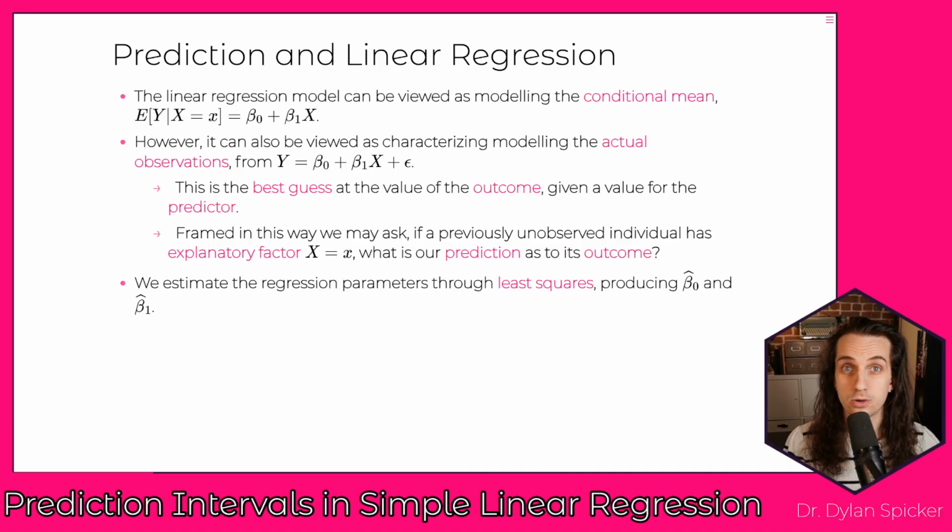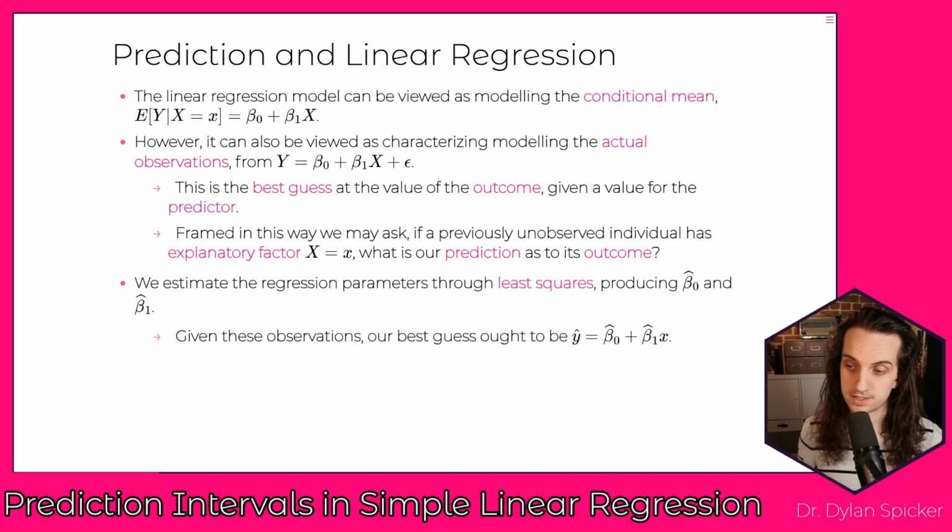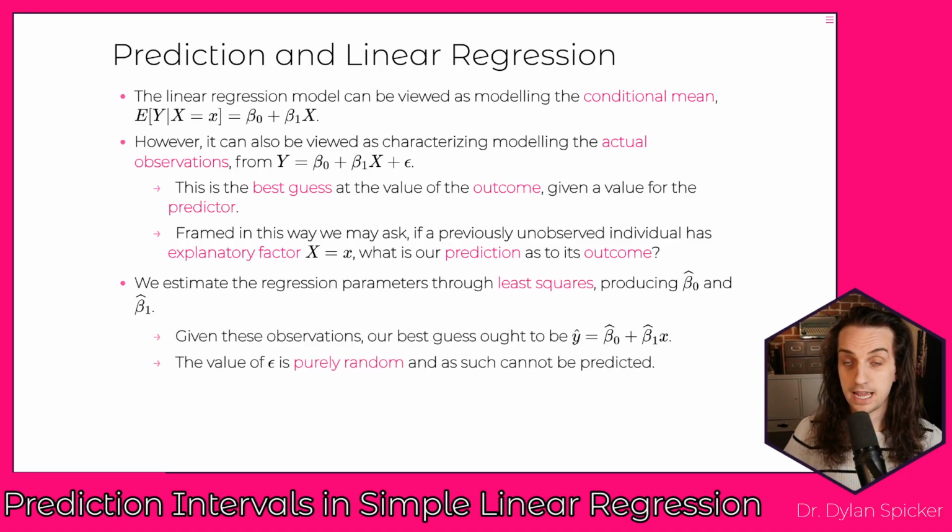Now, ultimately, we don't know beta 0 and beta 1 exactly, and so we'll have to estimate them. But if we use our estimated values, beta hat 0 and beta hat 1, we can use those to form our concrete predictions. So we take y hat to be beta hat 0 plus beta hat 1 times x. The notation of y hat is indicative of the fact that we're using this as a guess for the value of y. So we know the value of x, and we want to guess what the value of y is actually going to be. Now, epsilon is purely random, and as such, we cannot predict it.